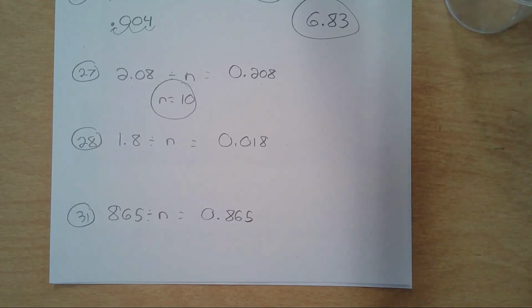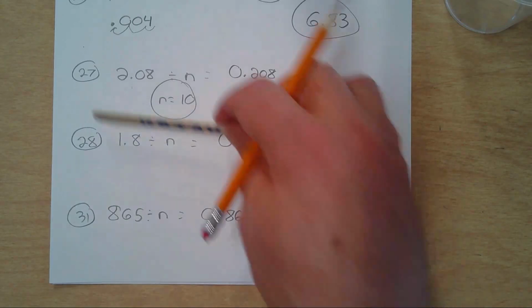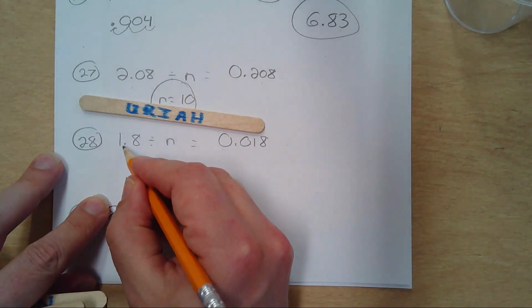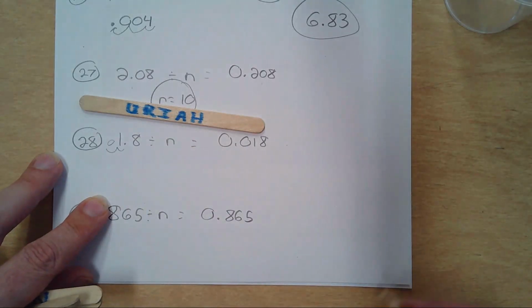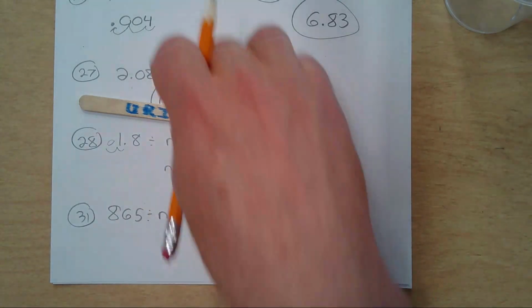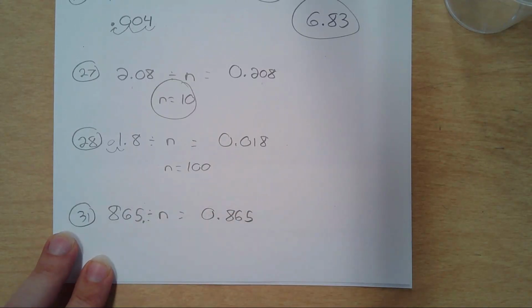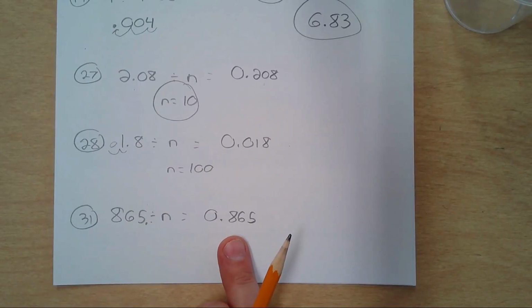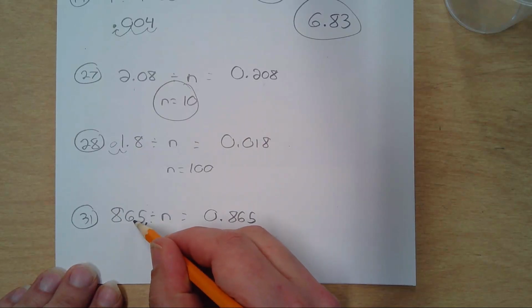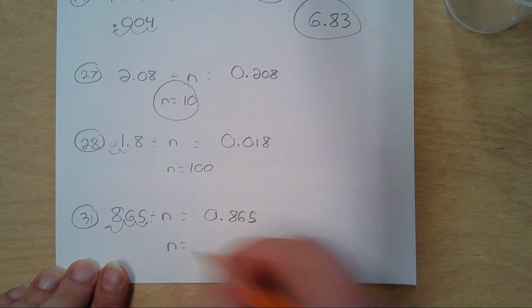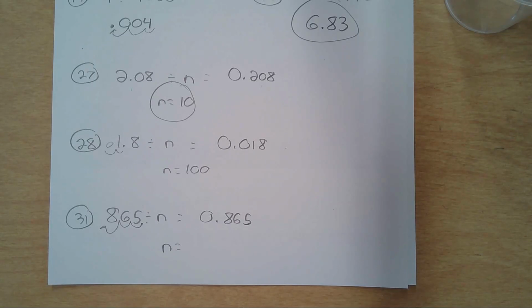Ella, 28. What did I divide by? Or I guess it should have been Uriah. Uriah, what did I divide by? 100. Right, because that decimal moved 1, 2. There's my 2 spots. That must mean I divided by 100. Michaela, how many spots did the decimal move? Well, here it is here, and here it is where it ended up. 1, 2, 3, because that's where it is now, right? So if I move it 3 spots to the left, what did I divide by?